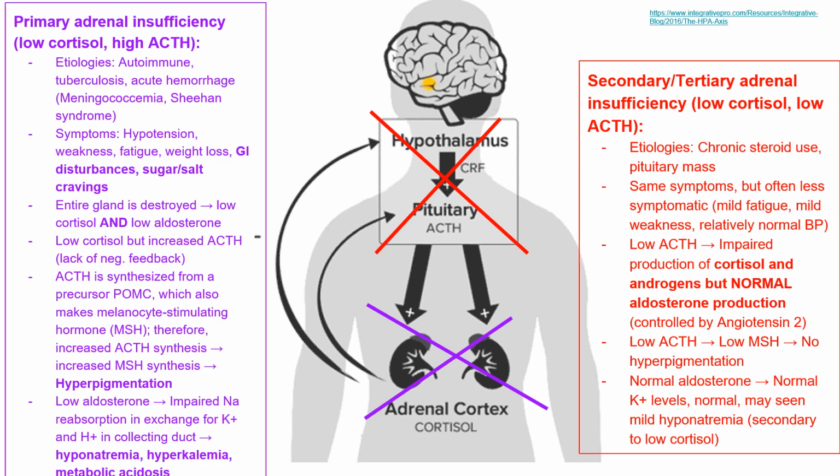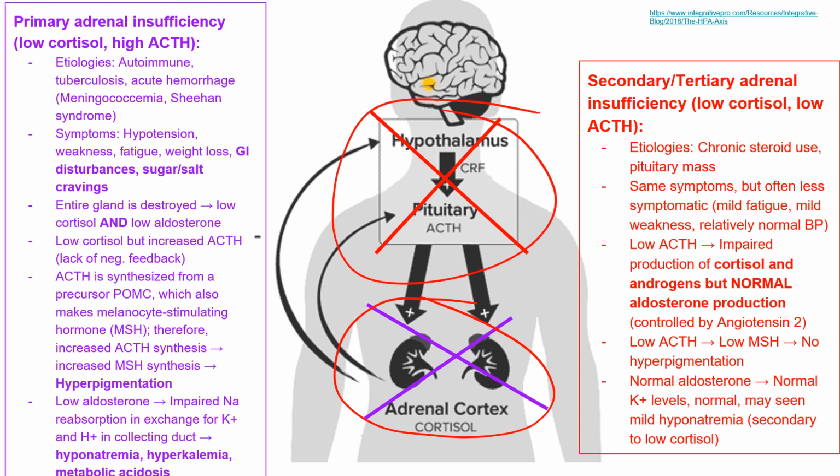So next I just want to talk about adrenal insufficiency. So this is kind of the opposite. This is where we have low cortisol levels. And we divide this kind of into two camps. First, primary adrenal insufficiency, where there's a problem with the adrenal cortex. And then secondary or tertiary adrenal insufficiency, where there's a problem with the pituitary or the hypothalamus.